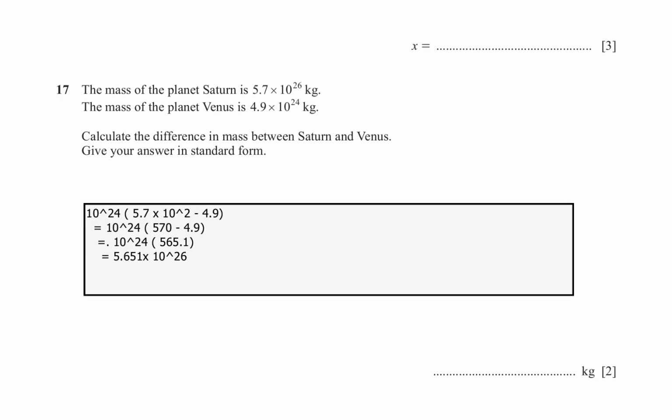Okay, the mass of the planet Saturn is 5.7 times 10 to the power 26 kg. Mass of the planet Venus is 4.9 times 10 to the power 24 kg. Calculate the difference in mass between Saturn and Venus. Give your answer in standard form.